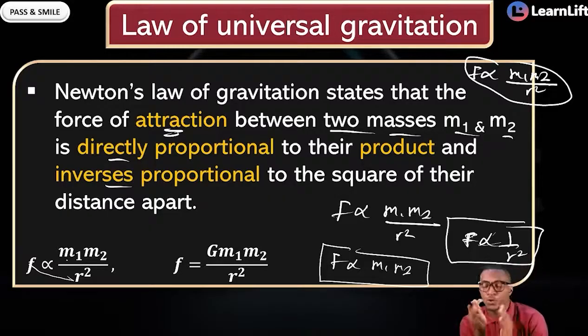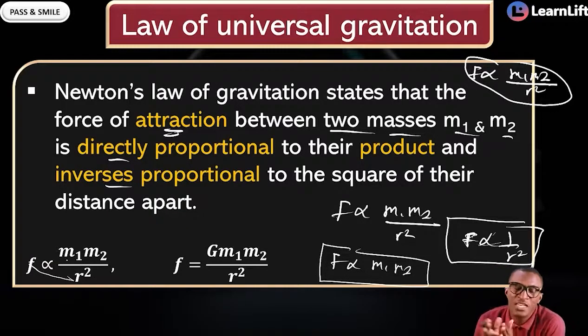When you're talking about attraction and repulsion, you're talking about the electric field, that's Coulomb's law. The force of attraction between 2 masses, M1 and M2, is proportional to their product and inversely proportional to the square of their distance apart. Close your eyes and tell me: the force of attraction between 2 masses, M1 and M2, is proportional to the product of their masses and inversely proportional to the square of their distance apart.